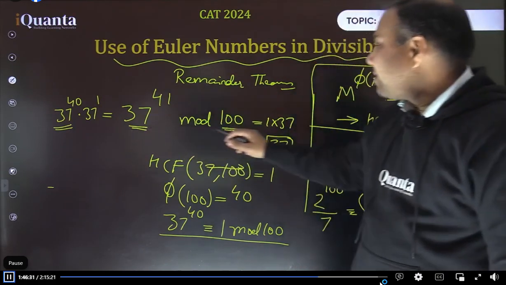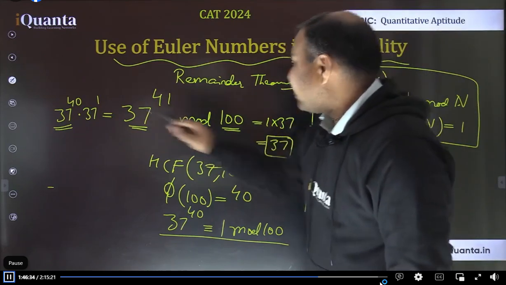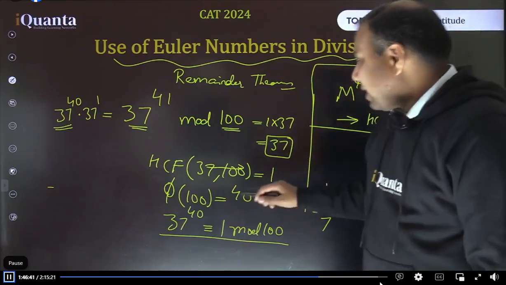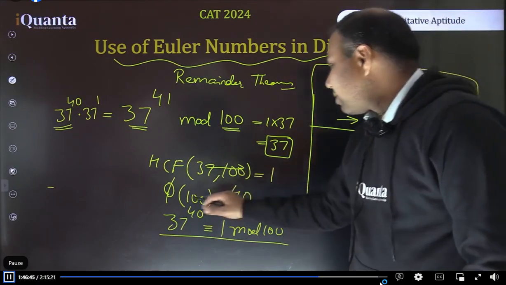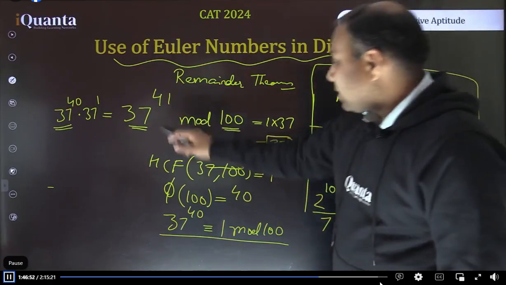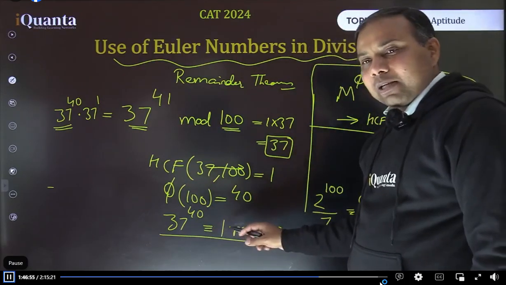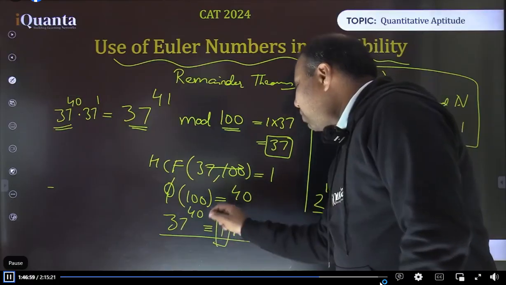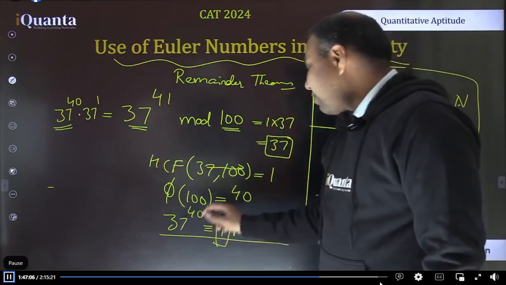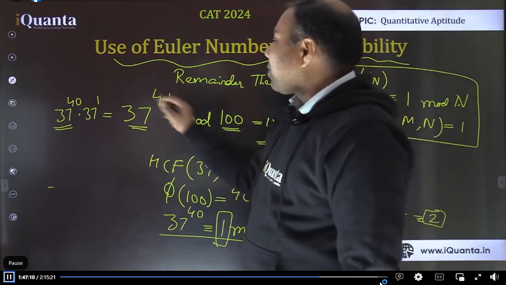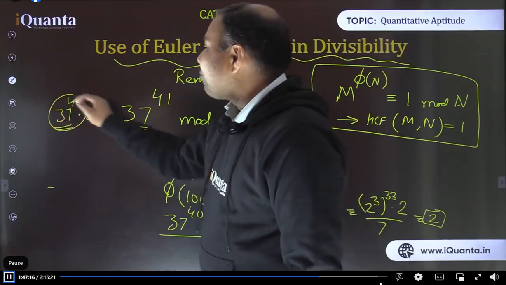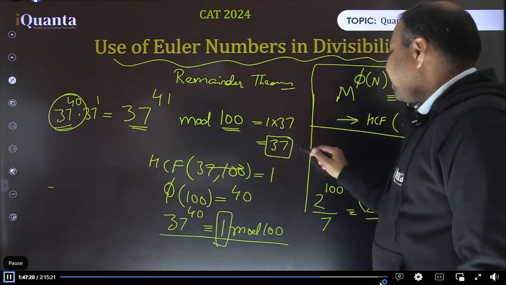So we had to find the remainder of 37 power 41 divided by 100. First I saw that 37 and 100 are co-prime because their HCF is 1, right? So I can apply this theorem. Now second step, I need to calculate the value of phi for this divisor 100. So phi of 100 is 40. We had already done this. Final step: according to this theorem, 37 raised to power 40 will give me remainder 1. That was basically my objective, to find at what power of this number I get remainder 1, so that I can reduce the question and make it easier. So I can easily break this power as 37 power 40 into 37 power 1. This term gives remainder 1. So 1 into 37, finally my remainder is 37.